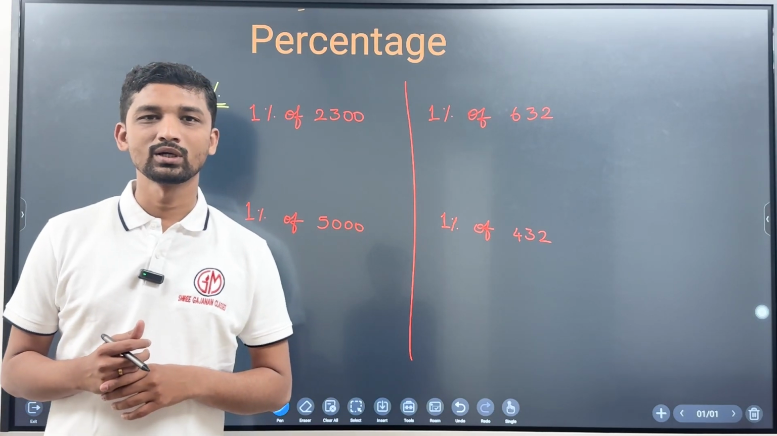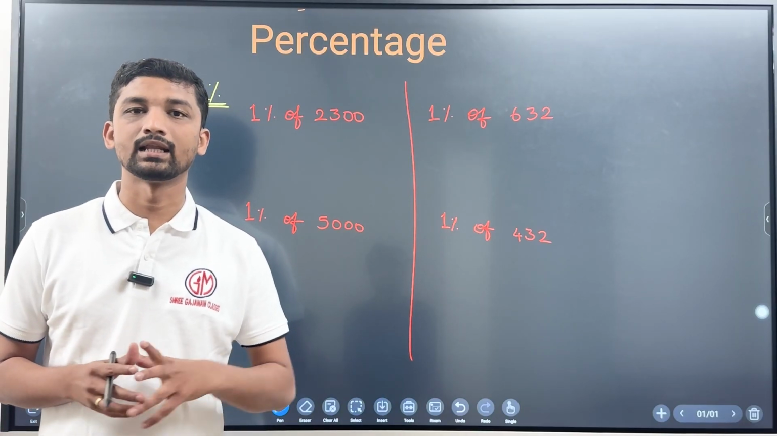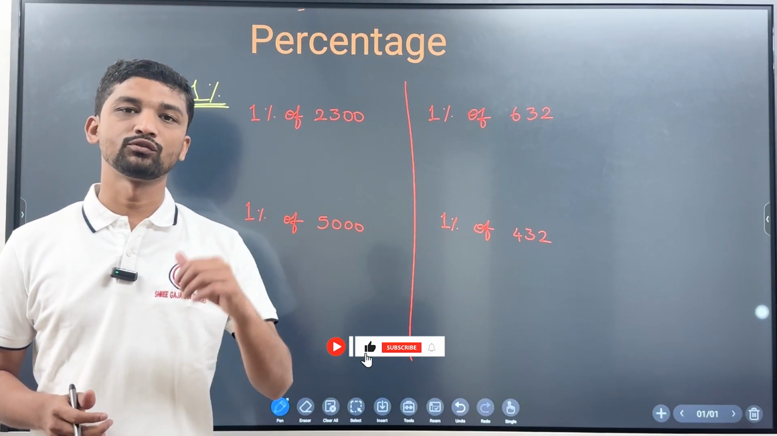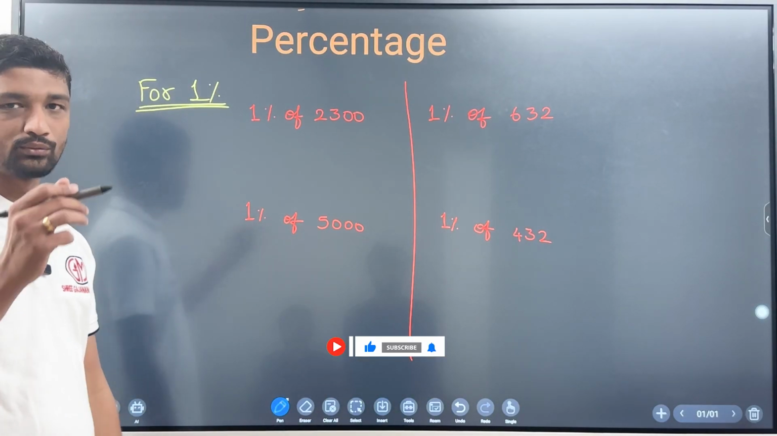Hello students. So in the previous video we learned how to find the percentage of 10 and the family of 10. Now we will study 1 and single digit numbers. See here, basically we will start with 1.